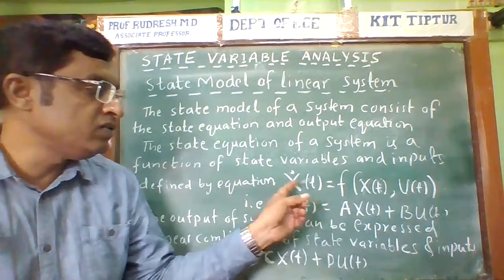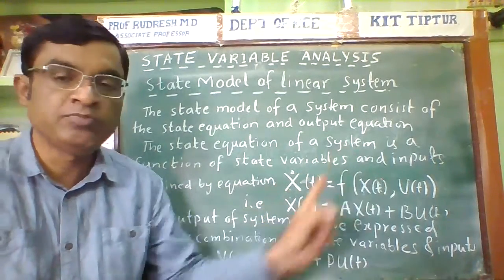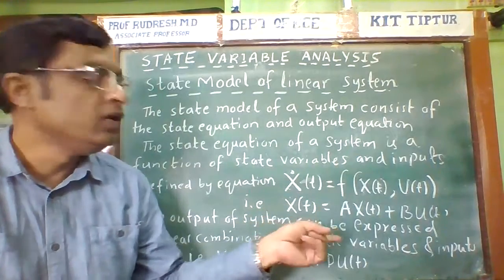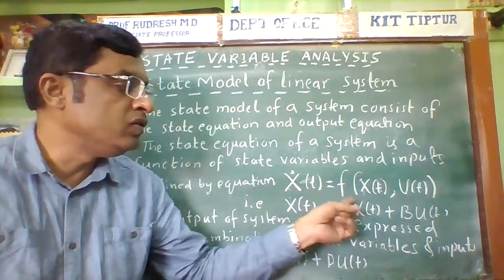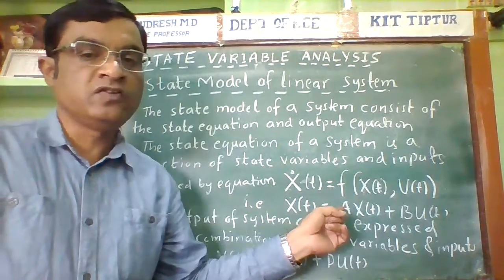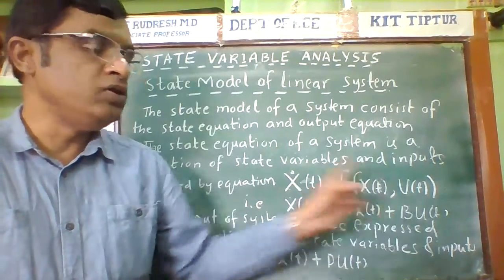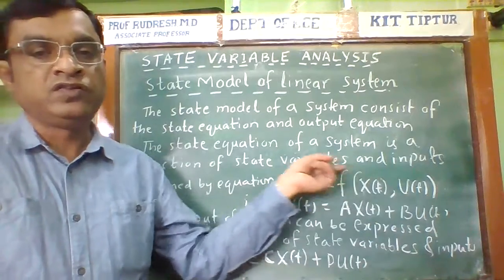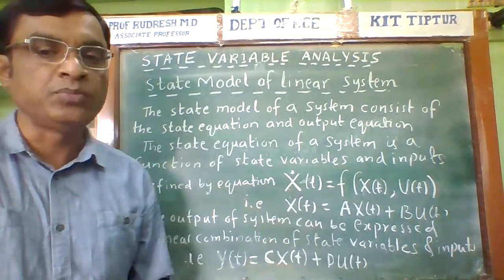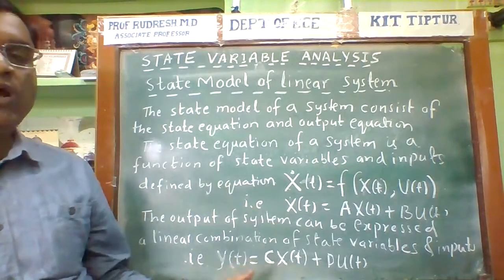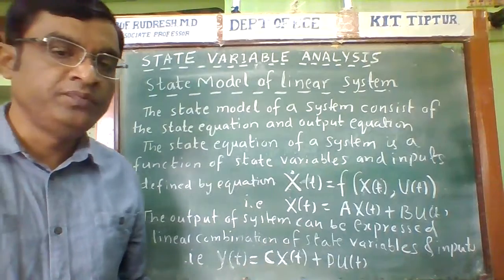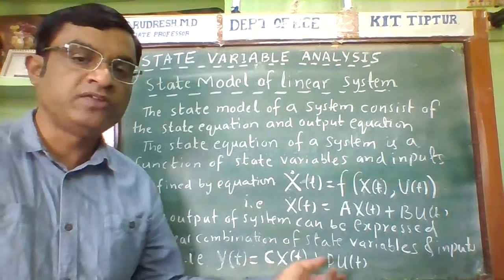The state equation is x dot of t equal to Ax plus Bu, which we need to derive. Here A is called the system matrix and B is the input matrix. A x of t plus B u is the standard form of the state equation. Similarly, the output of the system can be expressed as a linear combination of state variables, Cx plus Du. The output equation is y of t equal to Cx plus Du.